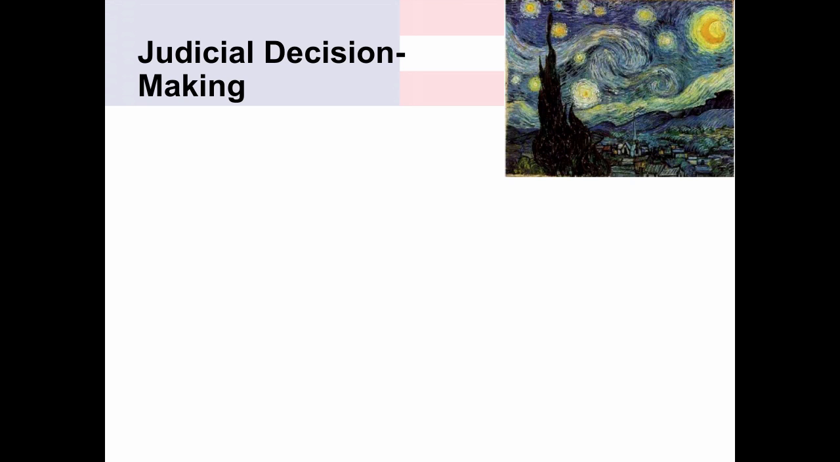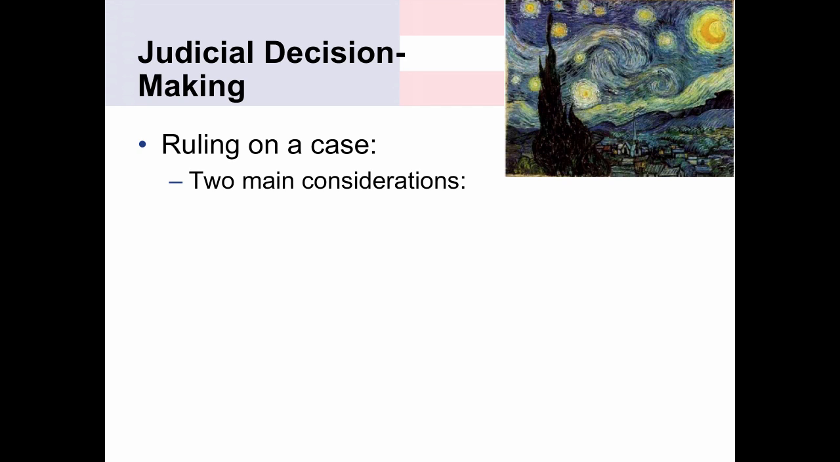That helps us understand when the Supreme Court decides to hear a case versus not hearing a case. Let's turn to the second. The Supreme Court has to rule on a case, which means they have to decide for the lower court ruling or against it. And here again, there are two main considerations.